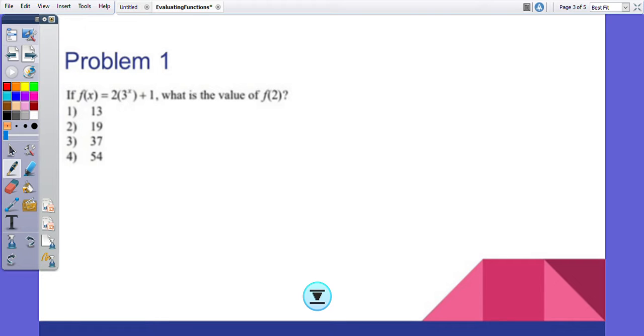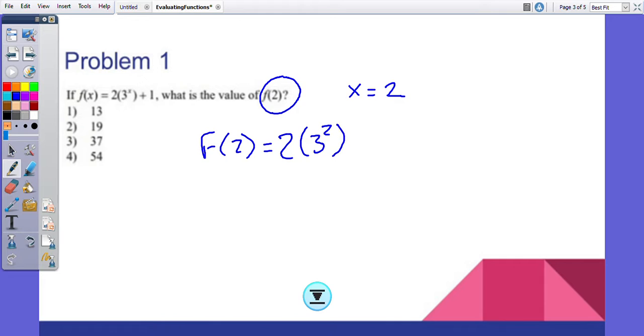Again, this is not a line, it is an exponential function that has been slightly modified, but they are telling us that they want us to find the value of the function when x equals 2. So I'm going to write x equals 2, and substitute 2 wherever there is an x. 2 times 3 to the second power plus 1. What I want to do is break it down: what is 3 squared? 3 squared is 9, plus 1.